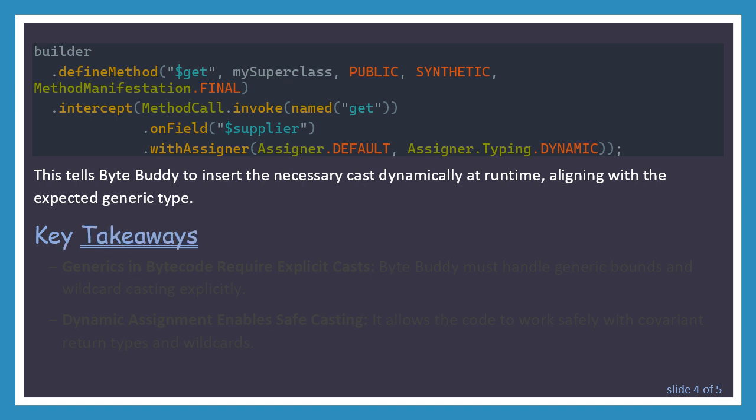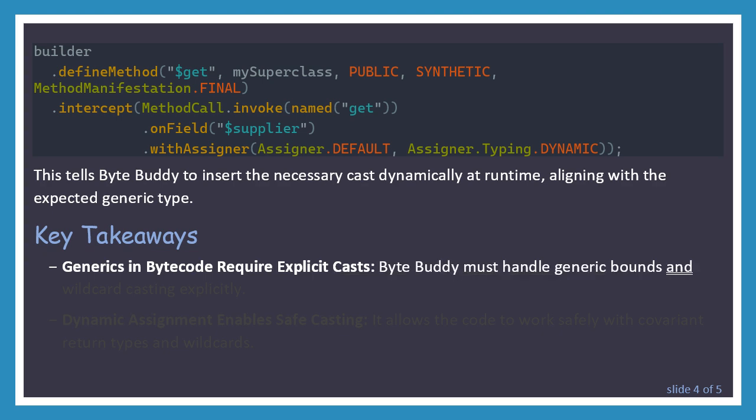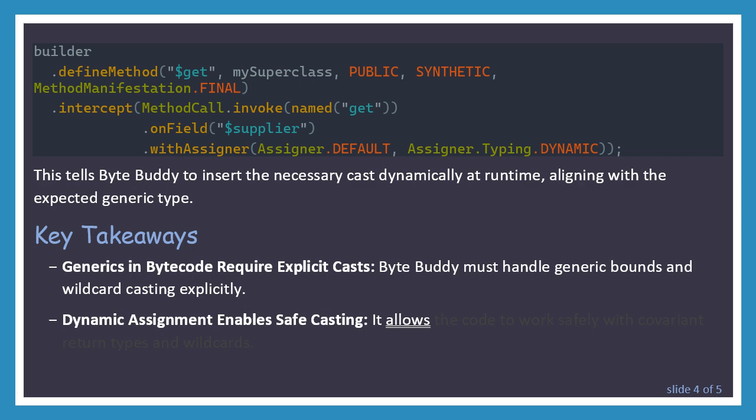Key takeaways: generics in bytecode require explicit casts. Byte Buddy must handle generic bounds and wildcard casting explicitly. Dynamic assignment enables safe casting. It allows the code to work safely with covariant return types and wildcards.